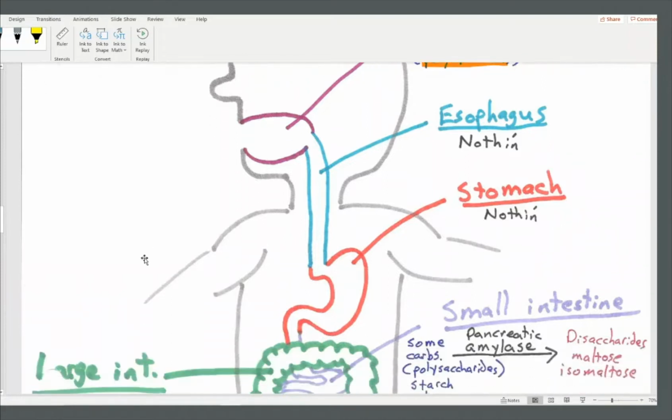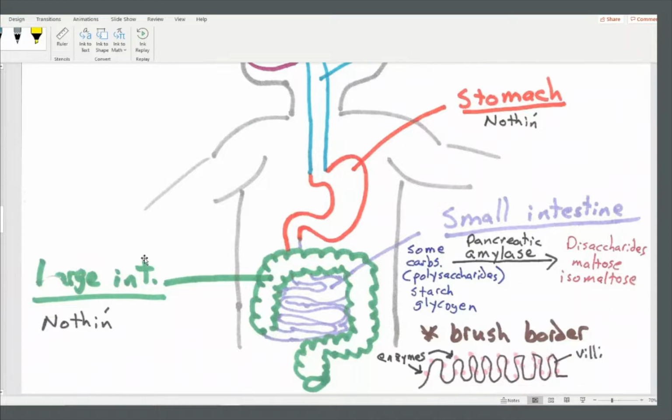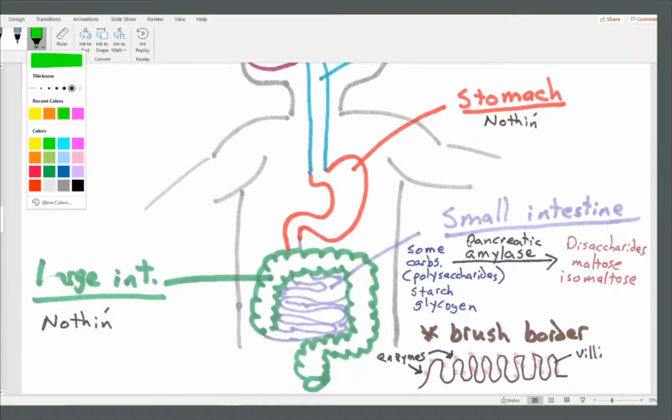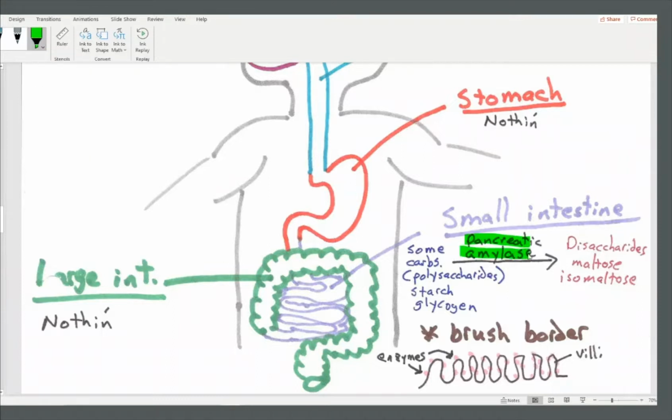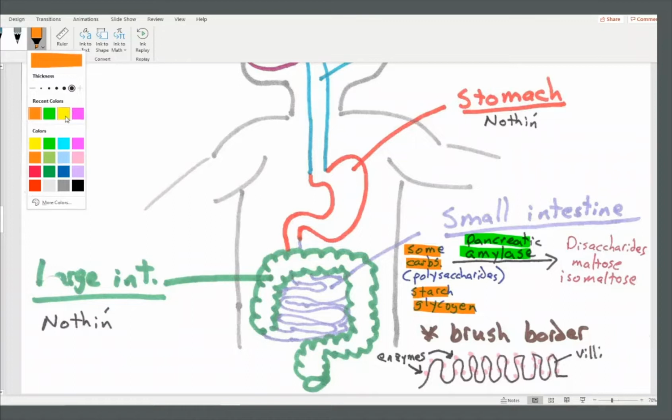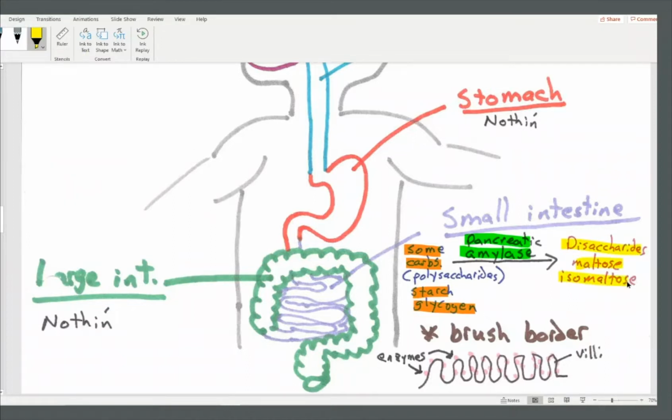Keep going down, and then I get to my small intestine, and guess what I have here? Another amylase enzyme, pancreatic amylase. I'll keep my highlighting going. There's the enzyme. Here's the substrate, like starch or glycogen. And it'll break this down into what products? Disaccharides, maybe maltose, isomaltose.